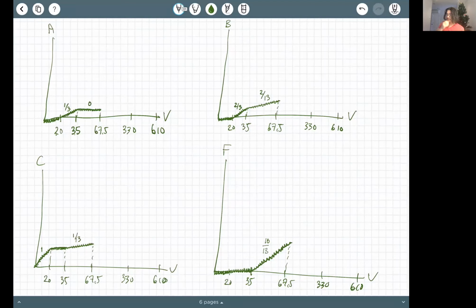Now, what happens at 67.5? A converts. Since they convert, now they own 2 million shares as well. So now there's no longer 13 million shares. There's 15 million shares. So they own 2 out of 15 million. Two out of 15. Everyone else's slopes fall a little bit because of the dilution effect of the 2 million shares that A gets.